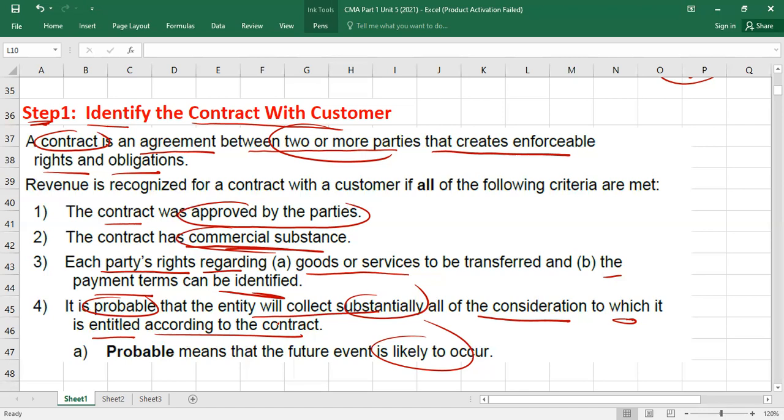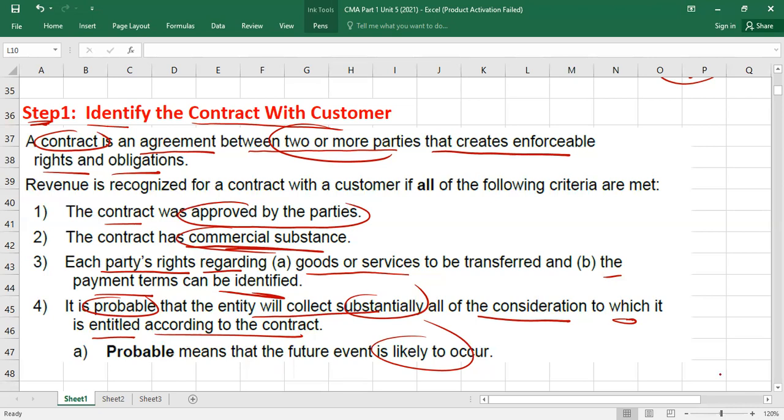So you have 4 points. When you identify the contract, what is point number 1? Contract must be approved by the party. You have to memorize with me. What is point number 2? Contract must have commercial substance. Point number 3, rights of each party can be identified. Step number 4 is what? It is probable that the seller will collect the consideration.